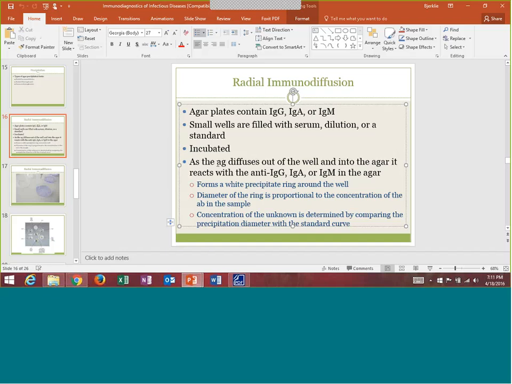going to leak out of the well. And if it's present, it's going to bind with the antibody that's in there waiting for it. When it binds together, it does make a precipitation, which is visible as a ring. So the larger the ring, the more concentrated the antibody-antigen reaction that's occurring.